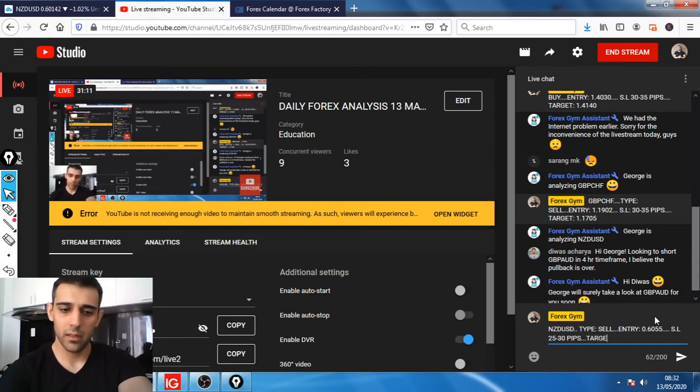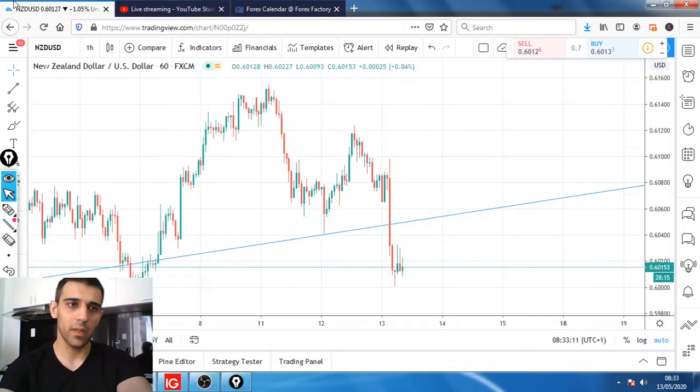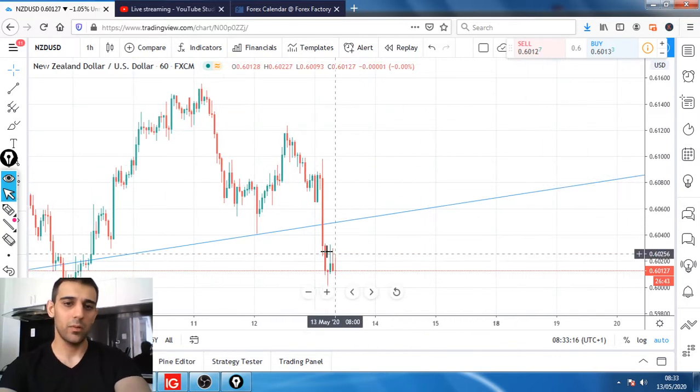And the target on this one would be 0.6005, I believe it was 60.05. But personally, I will not be taking this trade even if it's set up. It has to do it today, and it's a bit risky in case the price continues up. So that's more of a personal choice. But I will not personally take this trade.